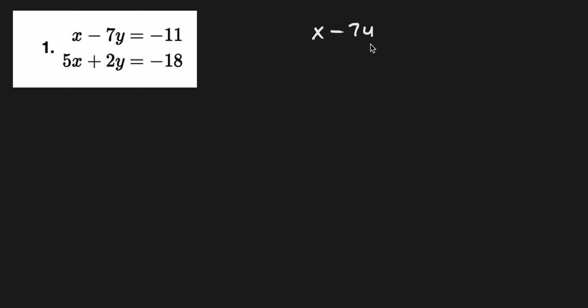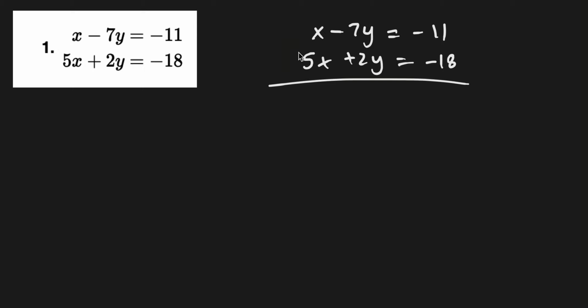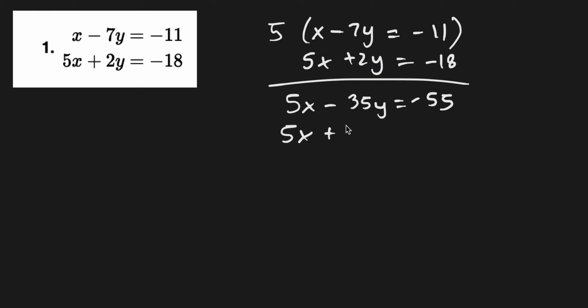So x minus 7y, I'm just rewriting this here, is equal to negative 11, and 5x plus 2y is equal to negative 18. I'm going to be using elimination for this because this kind of setup typically uses elimination. You can also use substitution, but I would prefer elimination here. So I'm just going to multiply this whole side by 5 to get this 5x. So 5x minus 7 times 5, which is 35y, is equal to negative 55. And then this is going to be 5x plus 2y is equal to negative 18. We don't change the bottom.